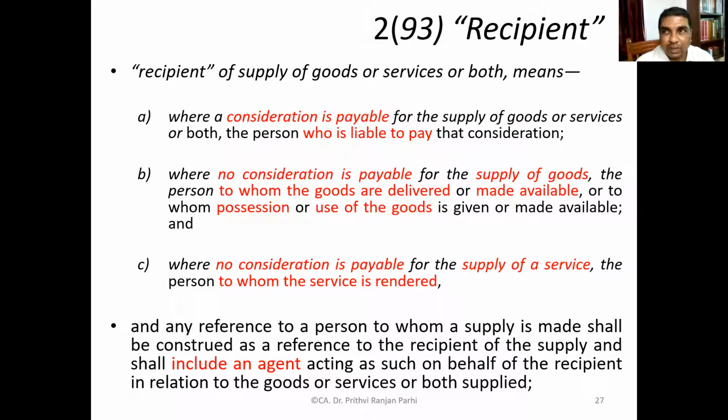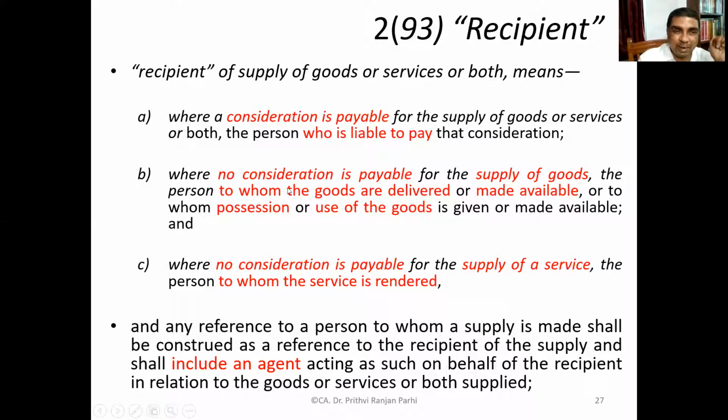Right? Suppose I am going to purchase something and consideration is payable. Then I am going to pay, so naturally I am the recipient. But on the other hand, if no consideration is payable for goods, this particular clause is only for goods, not for supply. Suppose someone is giving something free of cost. In that case, consideration is not payable. Then we have to interpret who is the recipient: the person to whom the goods are delivered, or to whom the goods are made available, or to whom goods are given possession, or the person to whom goods are given for use. He is the person who is the recipient.